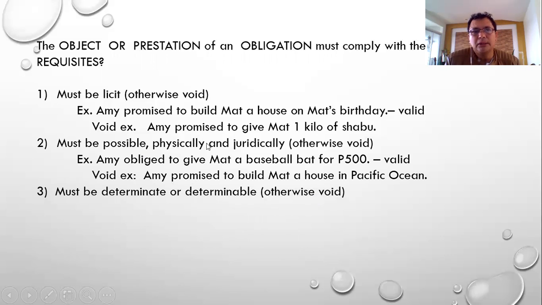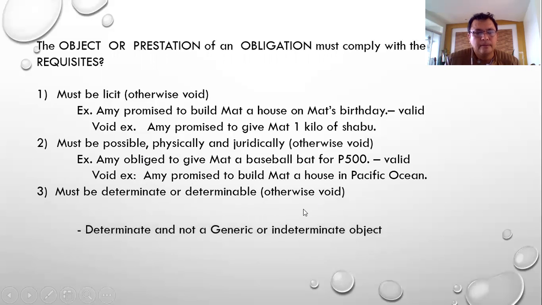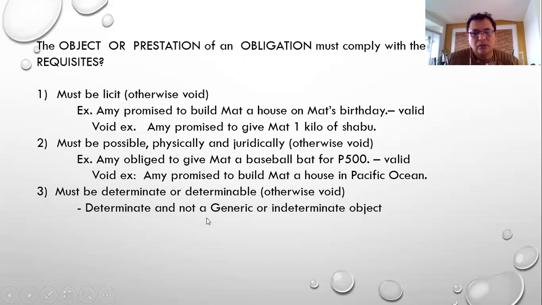The third element or requisite of obligation is that it must be determinate or determinable. Otherwise, void. So what is a determinate or specific object? Determinate is one which is identified by its individuality, meaning it is unique. So you can specifically identify the object. Unlike generic, you cannot identify the object. An example of generic is a car.